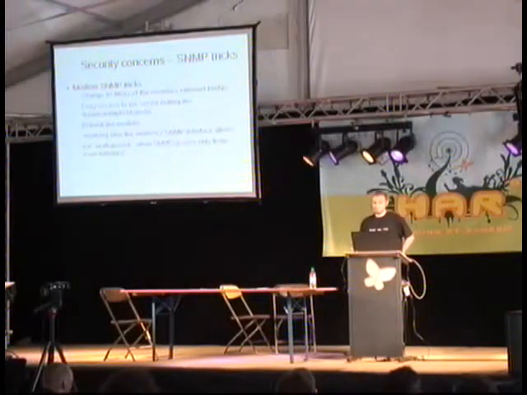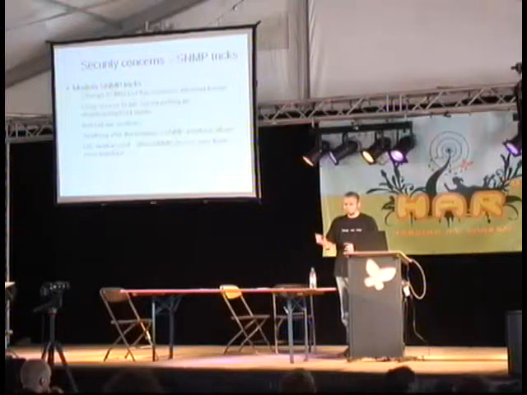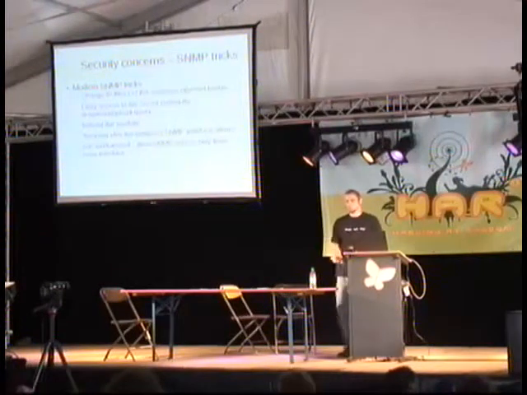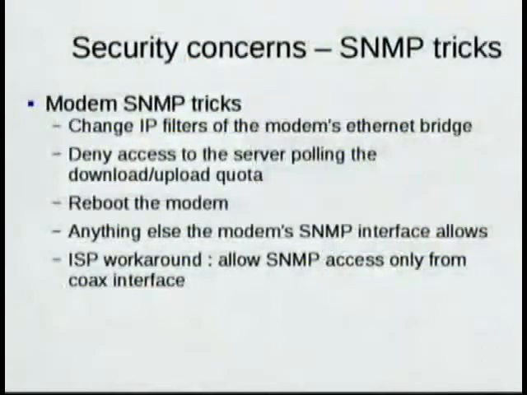Yeah, so the workaround again is first enable BPI in order not to be able to sniff that packet, and also make sure that you can access SNMP only from the coaxial interface. However, that's also a little problem because if you have two modems, well, you connect to each other, you know. So you just find a friend and that's it.